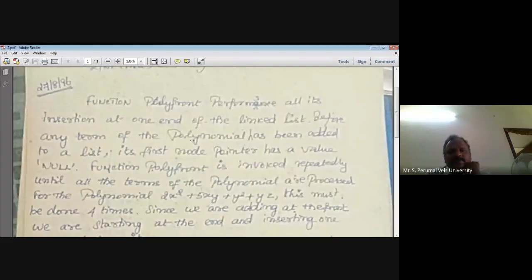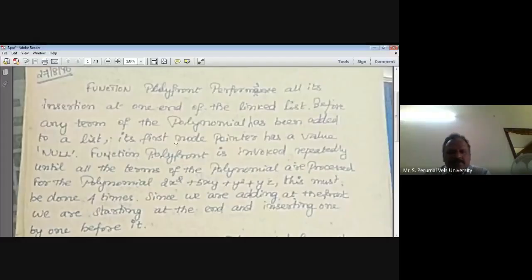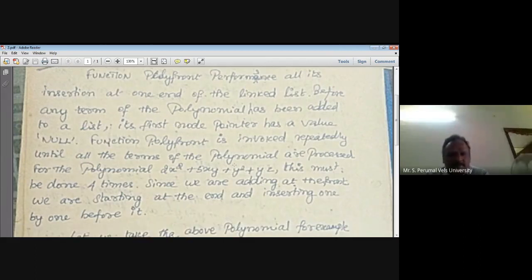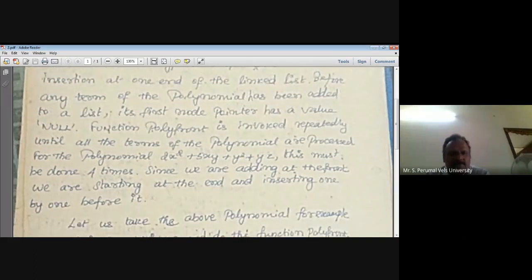So the function polyfront is given how it is inserted. Polynomials has been added to the list. Its first node pointer has the value null because we are starting at the first location. Therefore, the end of the list is indicated with the null pointer. So function polyfront is invoked repeatedly for all the terms.